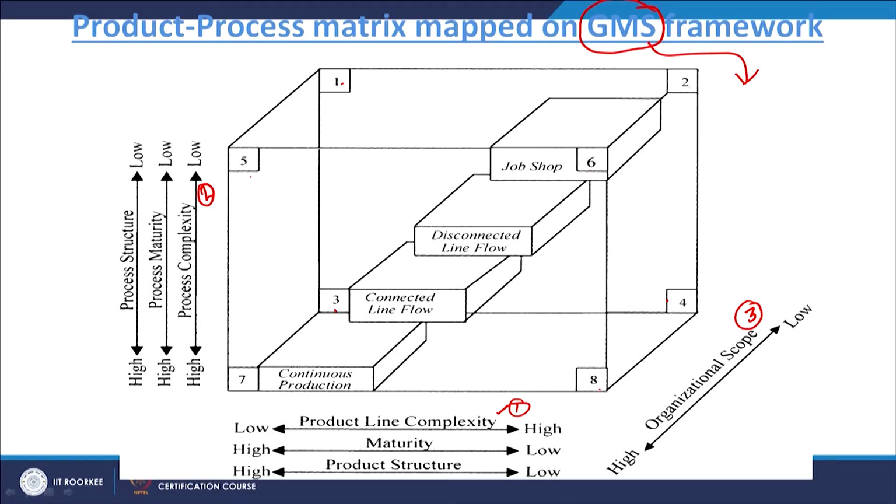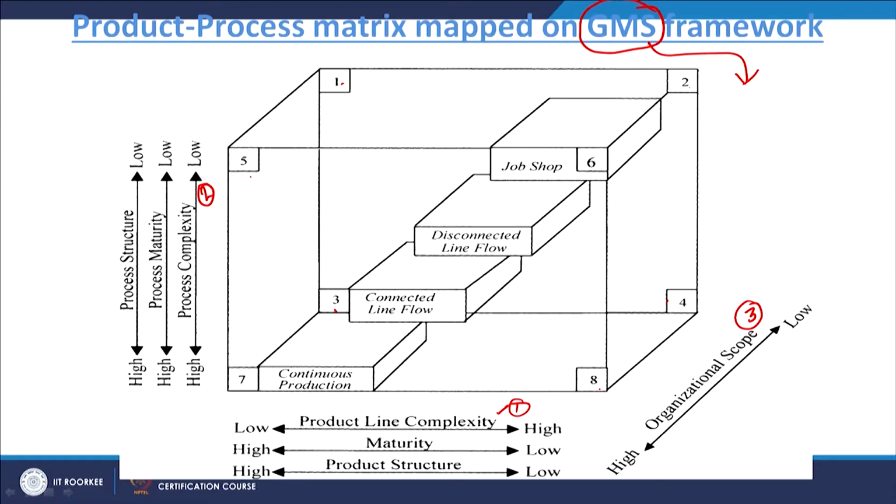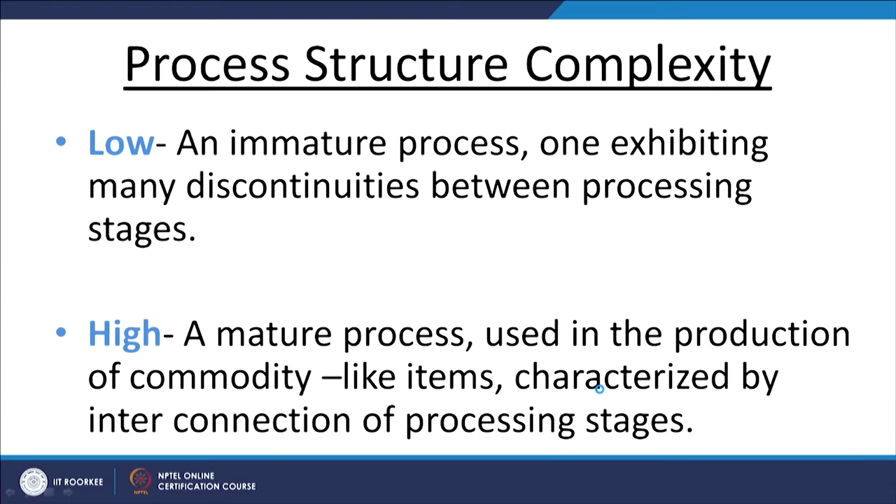Though we have already discussed in our previous session what we mean by product line complexity, process complexity and organizational scope, because of the connectivity we would like to quickly discuss what we mean by these three different dimensions. Now, the first dimension, as we discussed, is the process structure complexity, and process structure complexity is about whether your process is mature or immature.